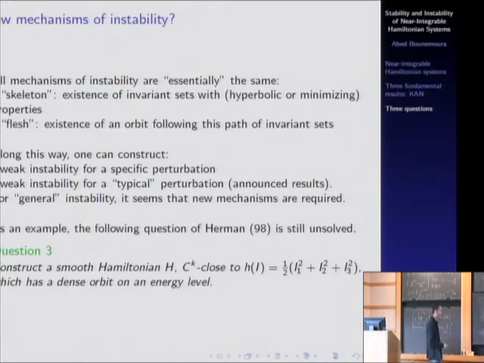As an example of what I mean by general instability, the following question of Herman is still unsolved: construct a smooth Hamiltonian H, C^k close to the most simple integrable Hamiltonian system with 3 degrees of freedom, this one, which has a dense orbit on an energy level. It's much stronger than this weak instability. And no one knows. It certainly requires new ideas, maybe coming from symplectic geometry. That's the topic of this year.